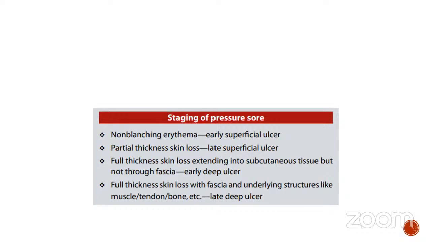If partial thickness of skin is lost at any point, we can call it a late superficial ulcer. And if it goes further, and if the full thickness of the skin is lost to the extent of subcutaneous tissue, then it is called an early deep ulcer. And if the fascia is also involved, if there is loss of full thickness of skin till fascia and underlying structures like muscle, tendon, bone, etc., then it becomes a late deep ulcer. So these are the 4 stages of pressure sore.